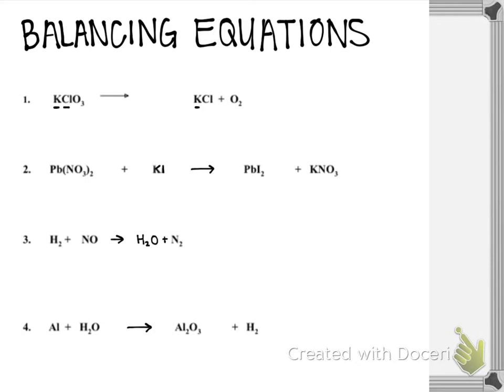Next one is Cl. And again, you have 1 Cl on both sides, so it is balanced. Your last element is oxygen. You have 3 on the reactant side and 2 on the product side. Whenever you have 3 and 2 of something, you're going to need to make it to 6. And when you're balancing, you can only add coefficients.